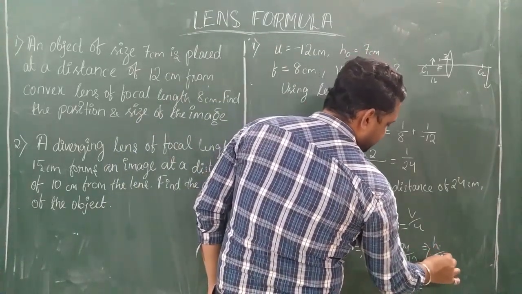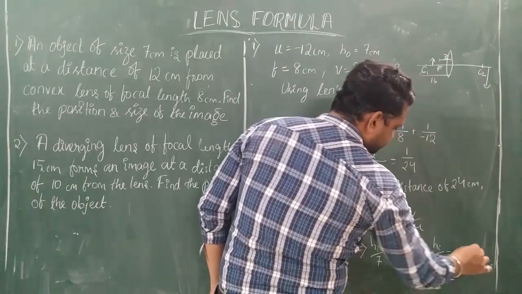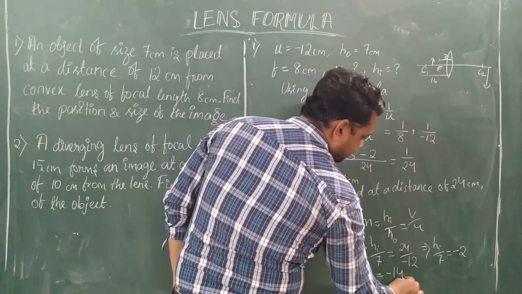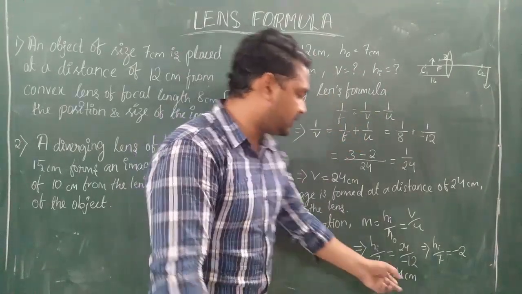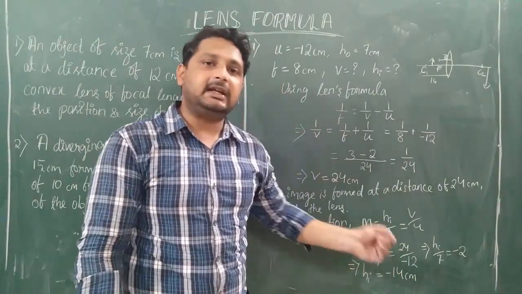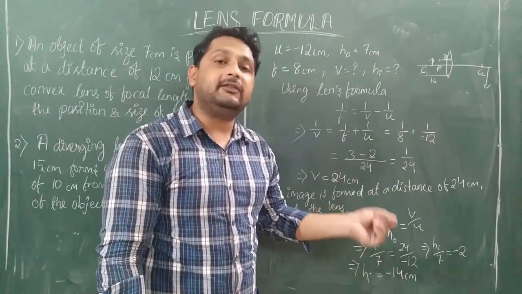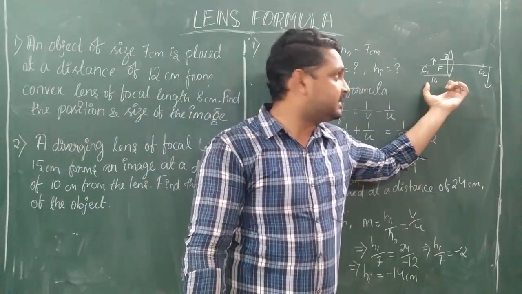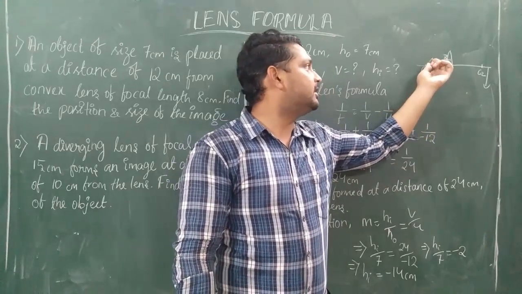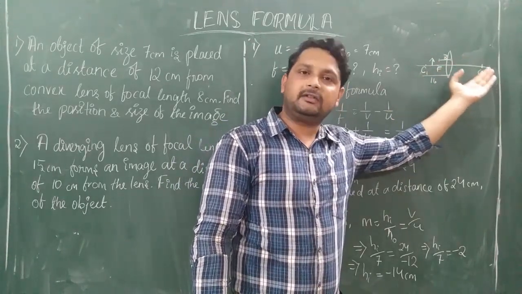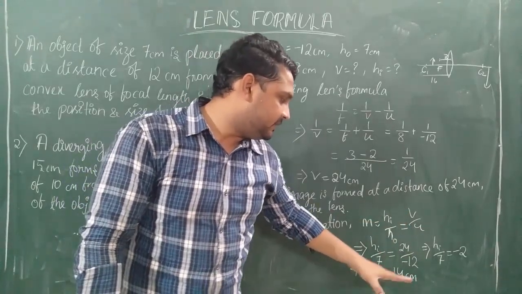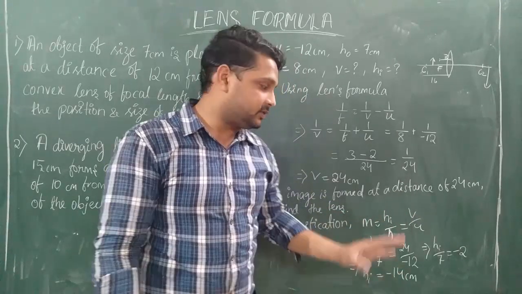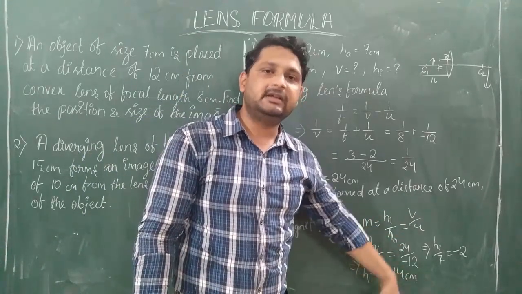So HI by 7 is equal to minus 2, or the height of the image is minus 14 centimeter. So here the negative sign indicates the image which is formed is inverted. And you can see an enlarged image, as our data or the diagram suggested, that when the object is placed beyond C2, the image will be enlarged. You can see that here the height of the image is greater than the height of the object, nearly double, right? So the negative sign here indicates that the image formed is inverted.